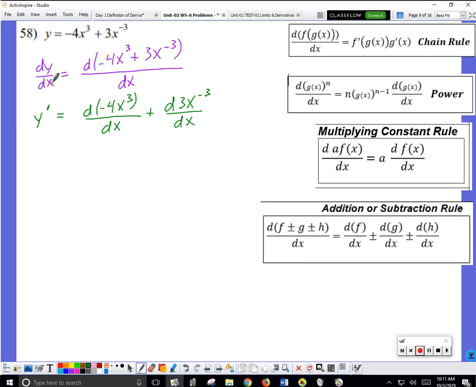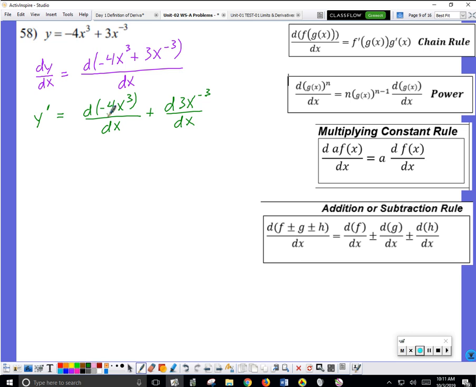Power. So if we're going to use the power rule, I have to identify the g of x that is being raised to a power. So what's the g of x here? Negative 4x. So 3 points, 4, 5, actually 6. You said 6, didn't you? Yeah, I thought you said 6. Put down 6.